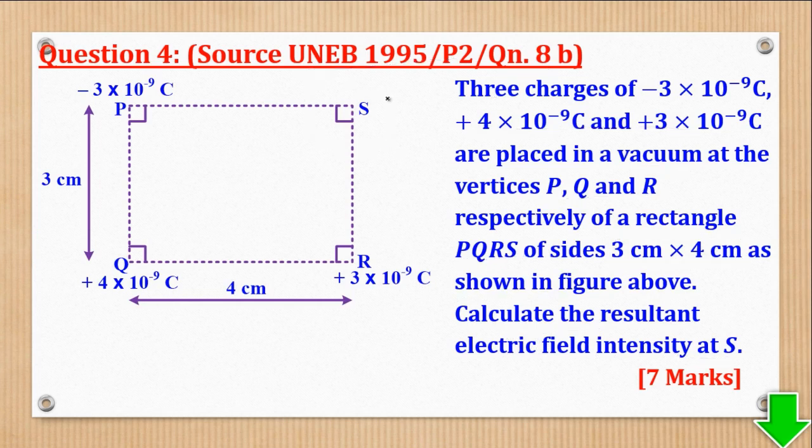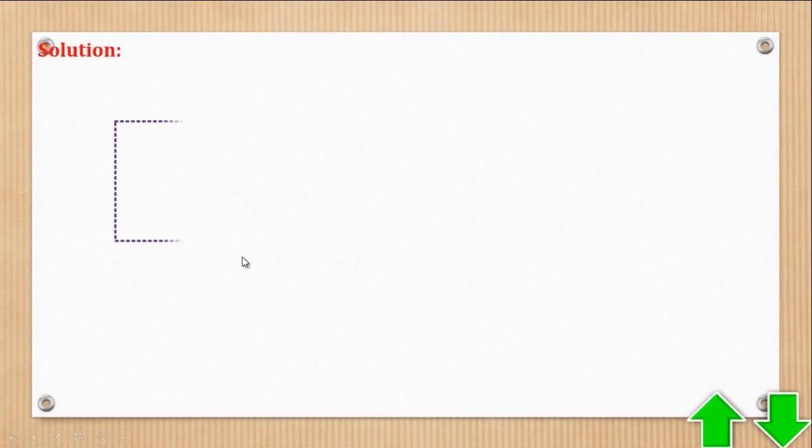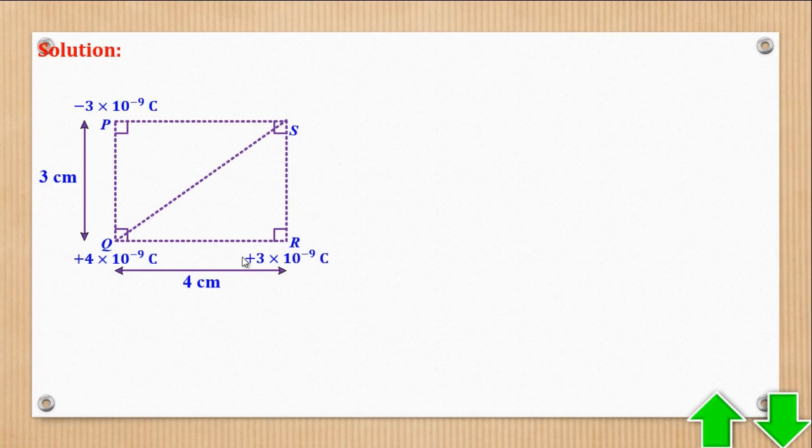So still the first thing to do is to redraw the given diagram. So redrawing is a must. So what I'm redrawing shall show the directions of the electric field intensity. Like I said, if they want intensity at S, it means that you consider a positive charge of 1 coulomb to be at that point.